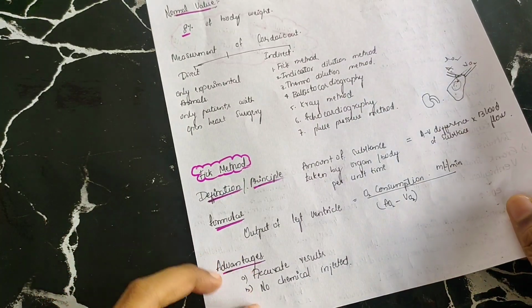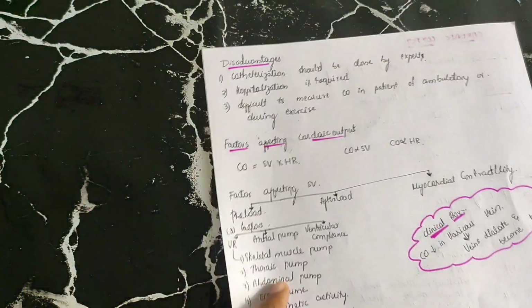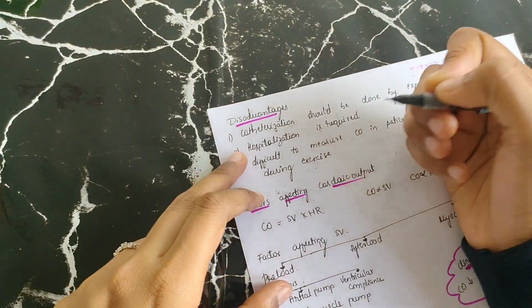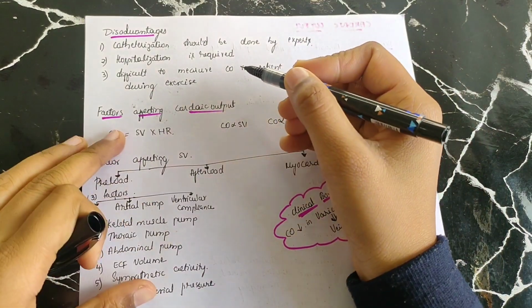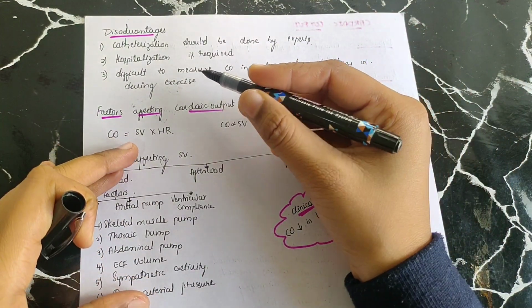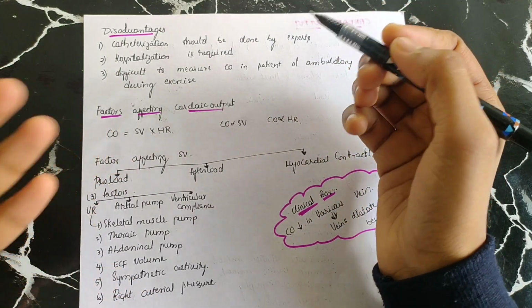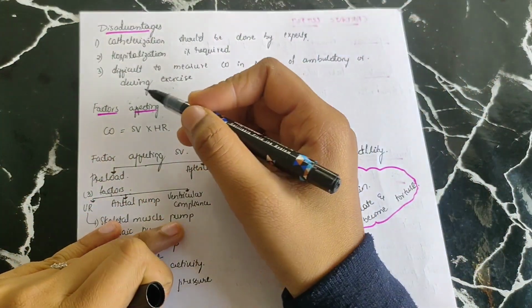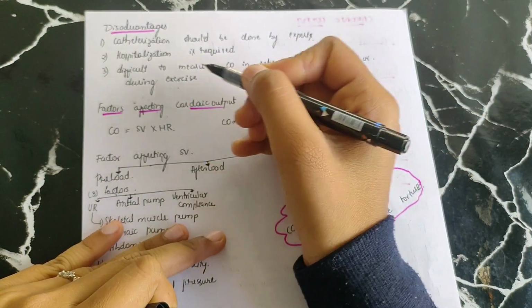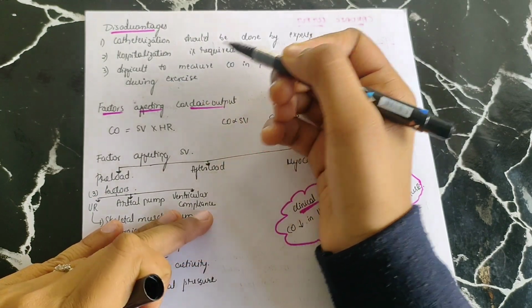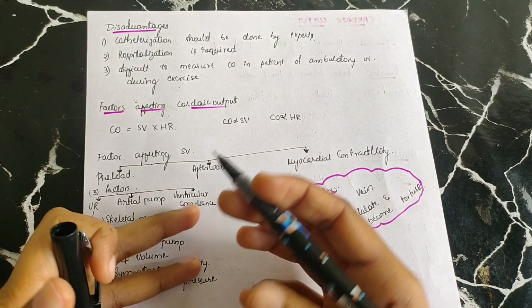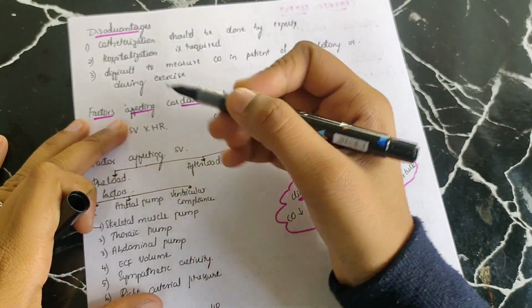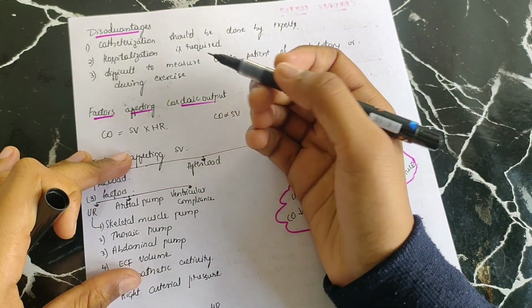These two are the advantages of the Fick method, whereas the disadvantages are that catheterization is required. This is done by experts or physicians, and hospitalization is required to do this catheterization. They have to be admitted to the hospital, and it is difficult to measure the cardiac output when the patients are ambulatory or during exercise. If they are doing exercise, it is difficult to measure.